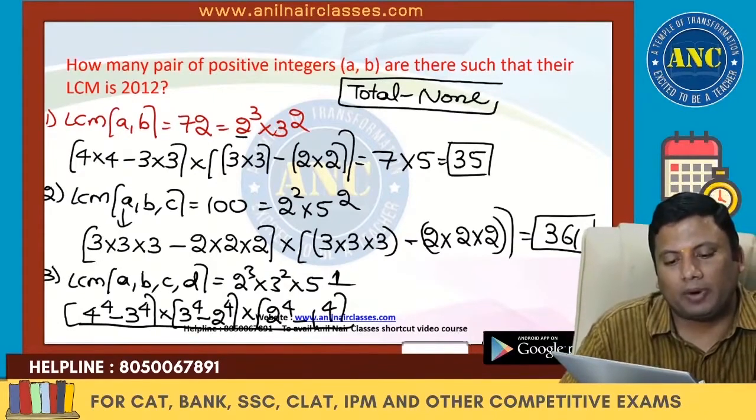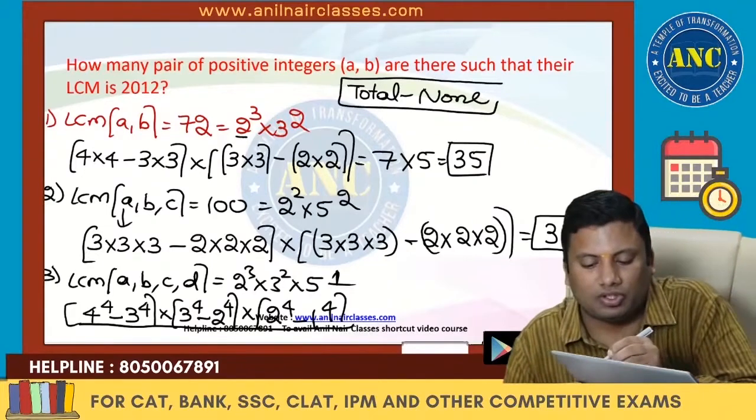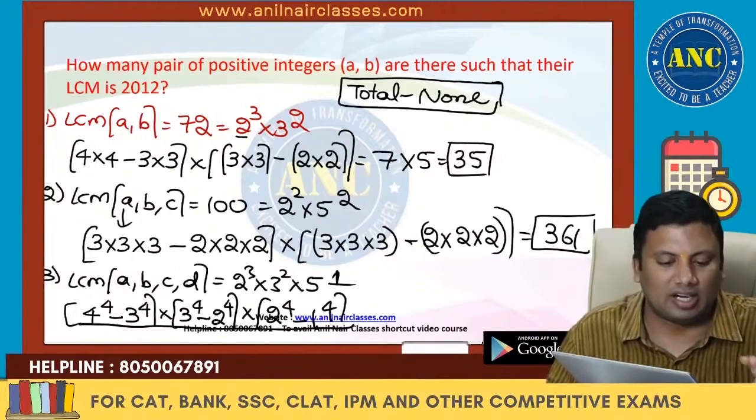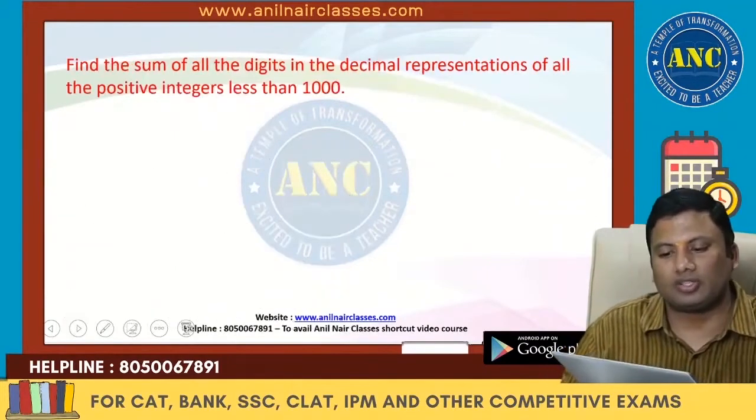A 2 minutes problem became a 30 seconds problem with this negation approach, which is total minus none. Now you can develop as many questions as possible and you can solve them.